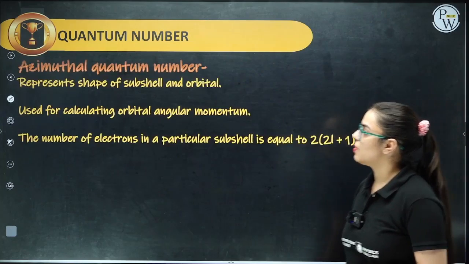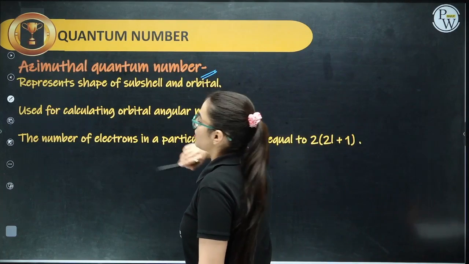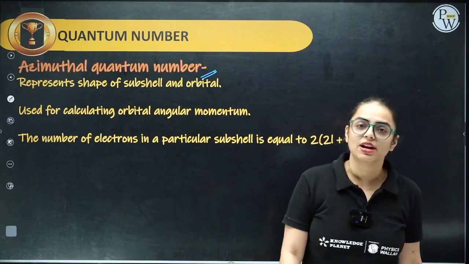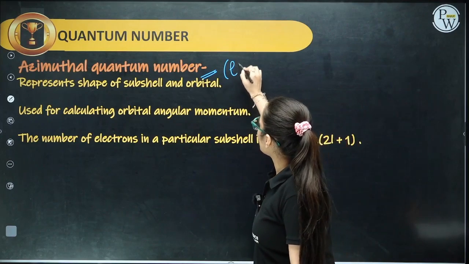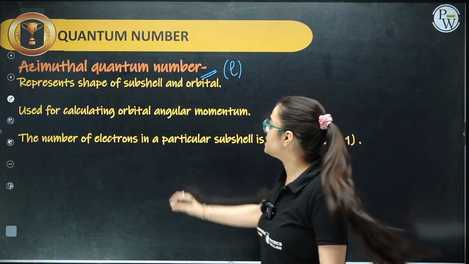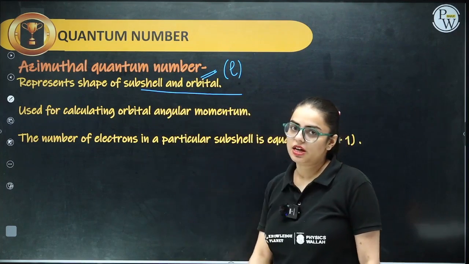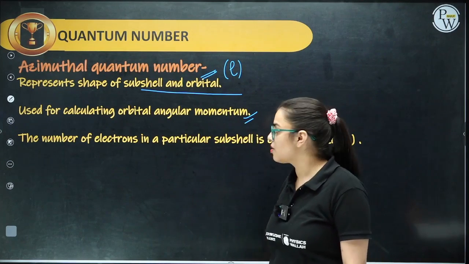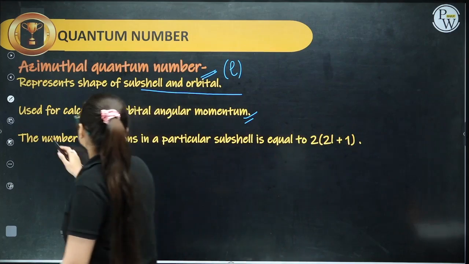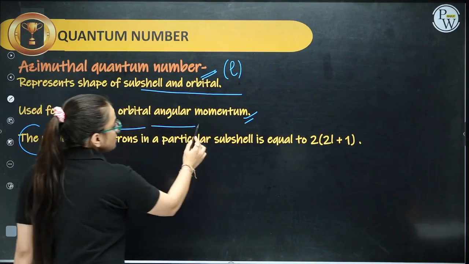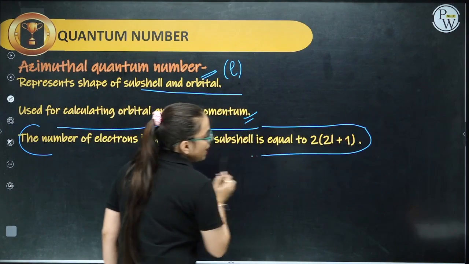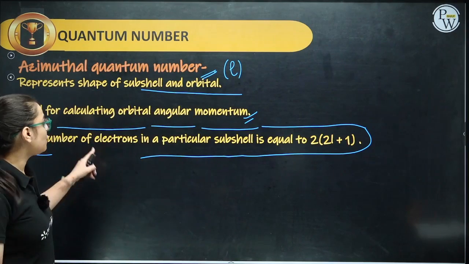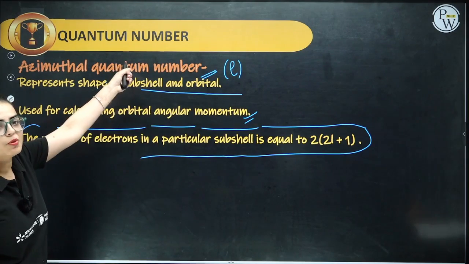Moving on to the next one, we have the azimuthal quantum number. The azimuthal quantum number is represented as l, and it represents the shape of the subshell and the orbital. It is used for calculating orbital angular momentum. Always remember it. And one more formula: the number of electrons in a particular subshell is equal to 2l plus 1. Clear? Number of electrons in a particular subshell, because it tells about the subshell.